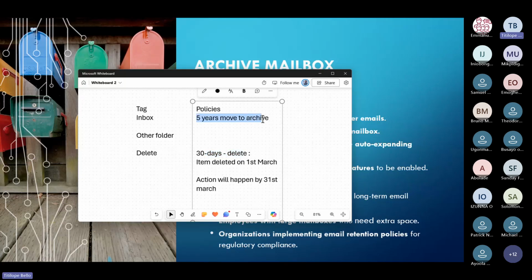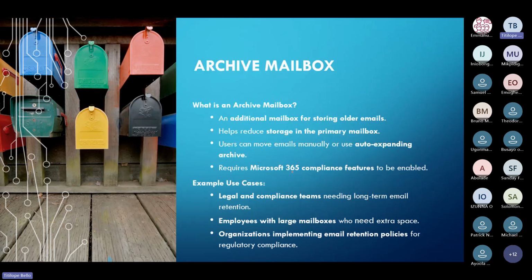Which means you will never see an item that is 31 days old. Likewise here, you will not meet an item that is 5 years and 1 day old. So it will always remove on the next day after that day expires. That's the way retention tags and policy work.